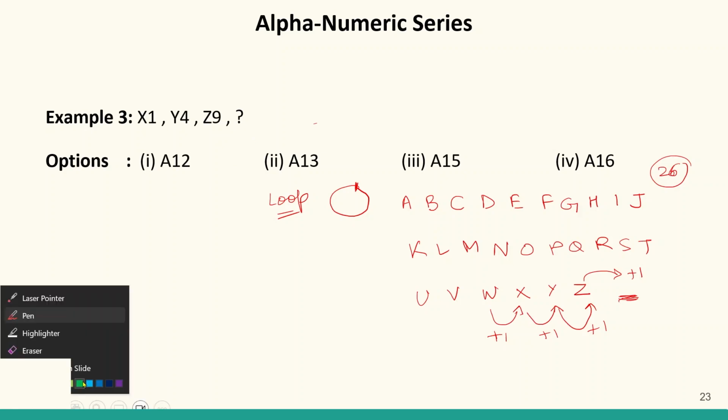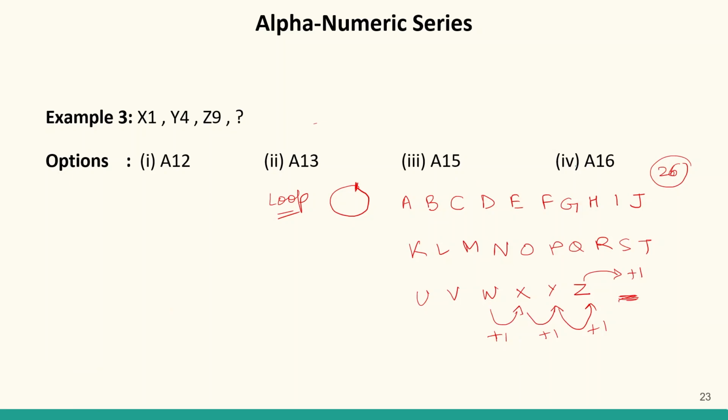Basically, after Z, we will start again from A. So if we add 1 to Z, that will give us A. If we add 2 to Z, that will give us letter B. If we add 3 to Z, that will give us letter C. Because we are going in a loop, after Z we start again from A.